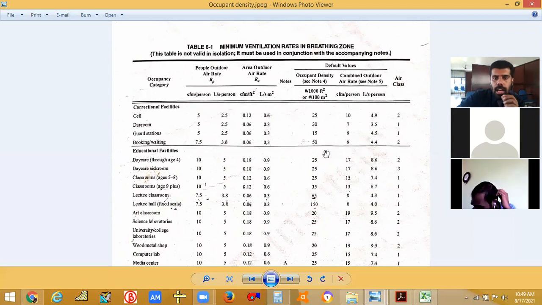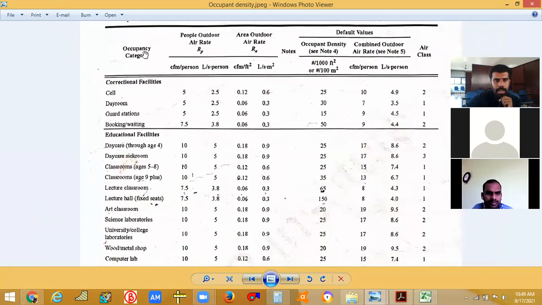So you know that our question is a classroom or a lecture hall. We can take it as a lecture hall. I am choosing this as a lecture classroom, not lecture hall. So in my lecture classroom, you can see here, this is the occupant category. Here there are classrooms, so this is my lecture classroom. I can see CFM per person, liter per second, CFM per square feet, and this is the occupant density.